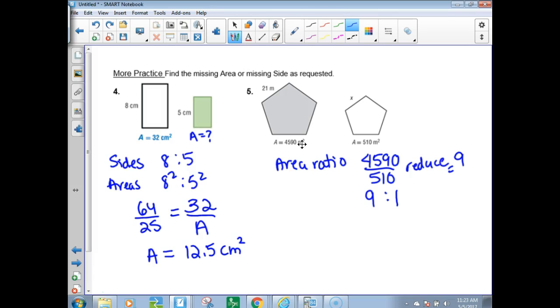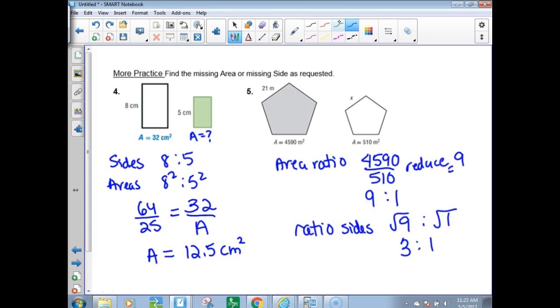Okay, we're going to use the area ratio now. We want to go backwards though. We want to go back to the ratio of the sides because we're trying to find a side. So we have to unsquare this. Okay, so the ratio of the sides is going to be the square root of 9 to the square root of 1. The square root of 9 is 3. The square root of 1 is 1.